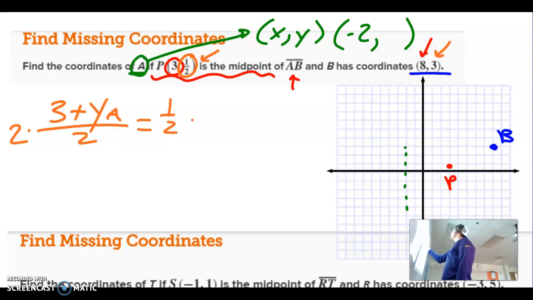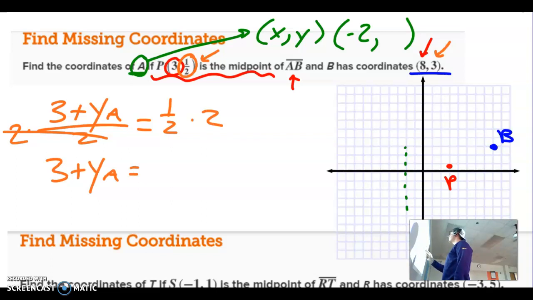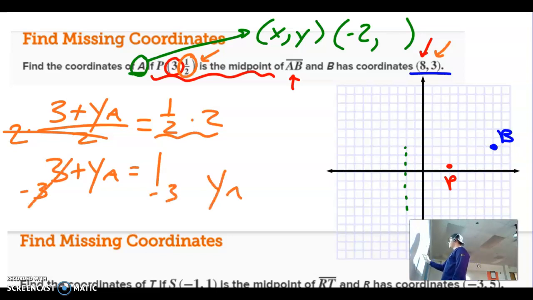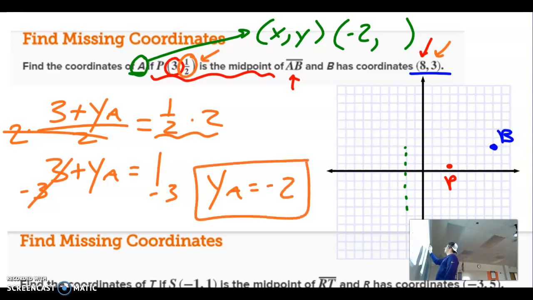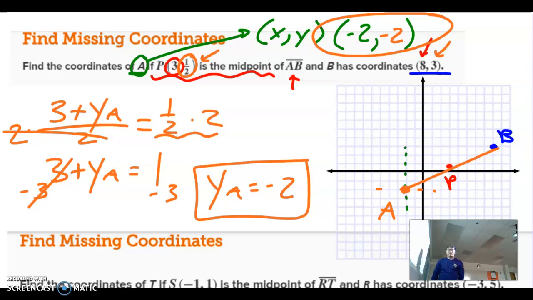Again, multiply both sides by 2. 3 plus the y of A is going to equal 1/2 times 2, which is 1. And then I just go ahead and subtract 3 from both sides, and I've got that y sub A is going to be 1 minus 3, which is -2. And that's going to go up here, and that is my A value. That's no longer my midpoint. I used the midpoint to find out where A was going to be. And if we make that line, we can see that P is right in the middle of it. Okay?